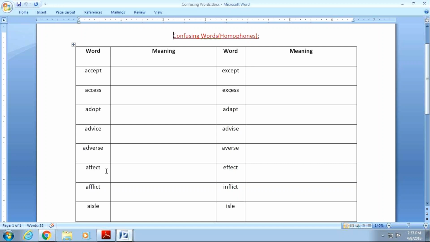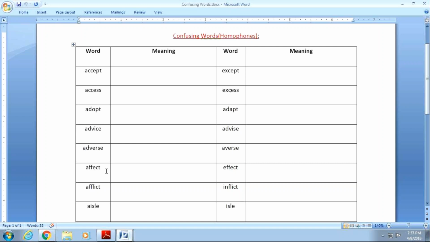Okay, and the next set of words, afflict and inflict. Afflict means to cause suffering. Inflict, INFLICT, means to force something harmful. Afflict is to cause suffering, and inflict is to force something harmful.